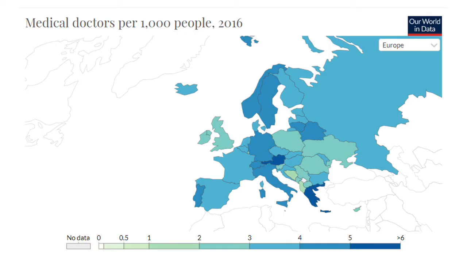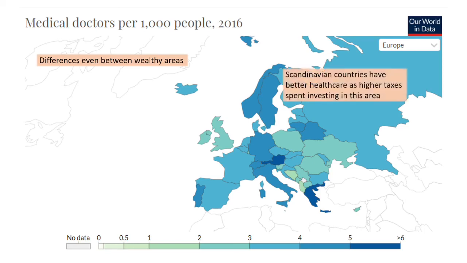However, this isn't always a perfect correlation. Even within wealthy areas, so Western Europe is very wealthy, but we see that the UK has between 2 and 3 doctors per thousand, where Norway and the Scandinavian countries have much higher. And there are causes for this. The Scandinavian countries pay more taxes, so they have more money spent on their healthcare system. And you could argue that's why they probably have more money to pay for doctors. Hence, we're going to get more doctors per thousand people. So there are factors that even cause spatial inequalities between rich countries.